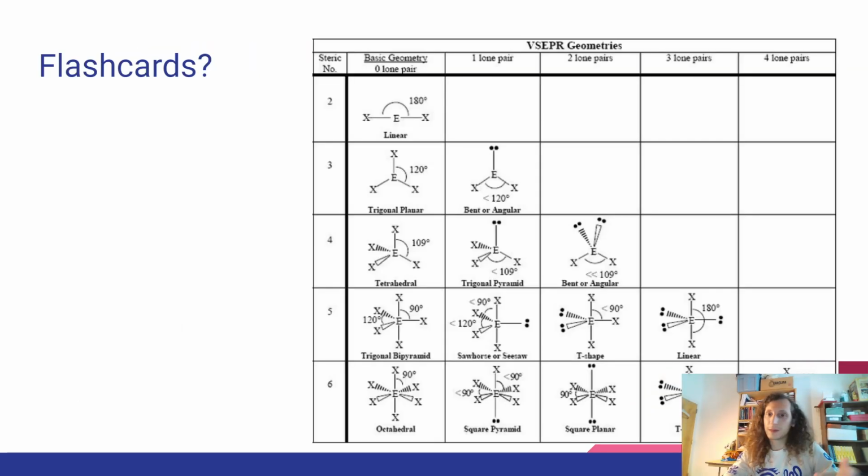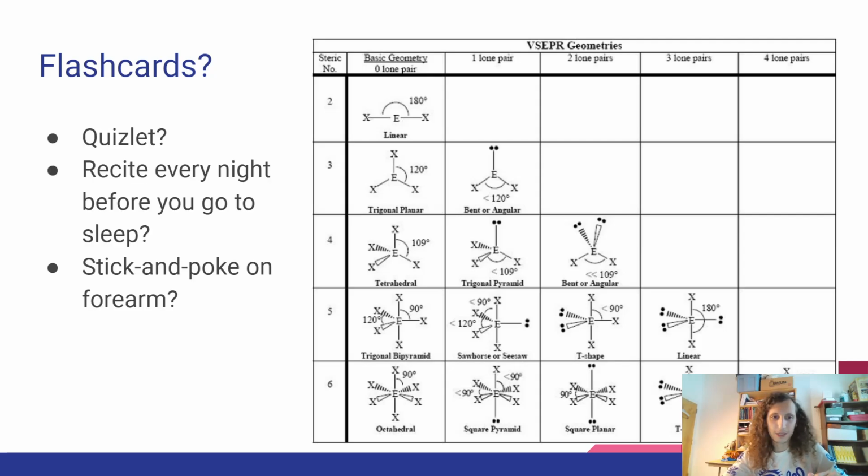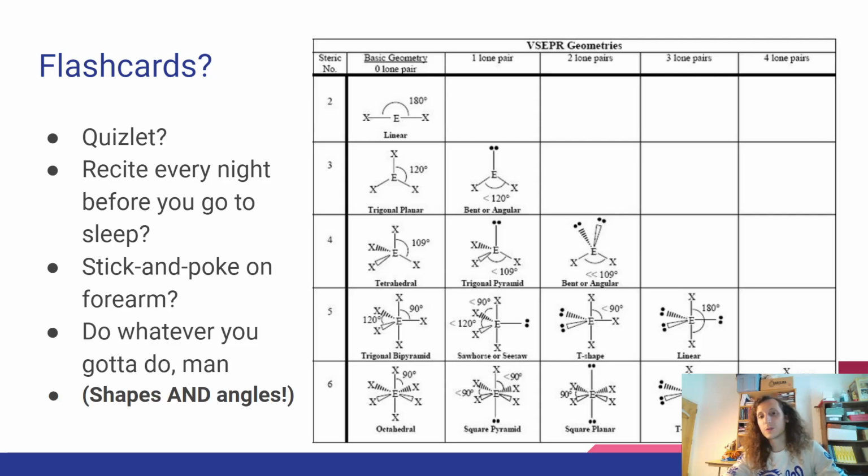Again, flashcards, Quizlets, reciting every night, stick and poke on your forearm, whatever you got to do. You need to know the shapes and the angles for all these things. Now, that being said, it is kind of a lot, and looking at this diagram seems really in a vacuum, like not that relevant to what we've been talking about in the course, right? Where are the chemical formulas?